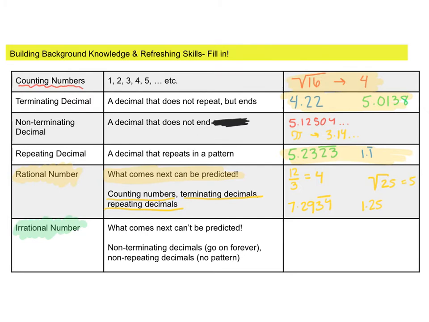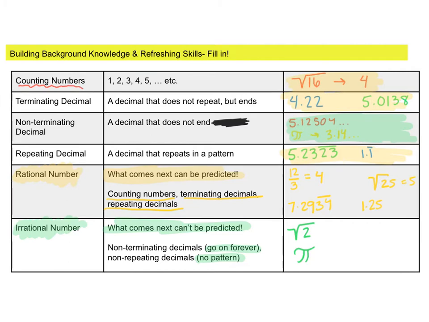rational number. Okay? Irrational numbers, we cannot be predicting what comes next. They go on forever, and there is no pattern. So these are non-terminating decimals. They never end. We can't predict what comes next. So an example of an irrational number is the square root of 2. If you were to put that into your calculator, it's just going to go on forever and ever and ever and ever. Pi is an irrational number.